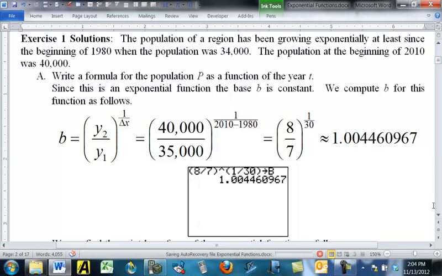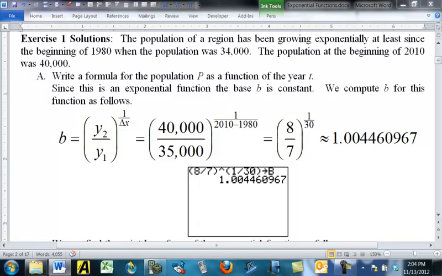Delta x is 2010 minus 1980, which is 30 years. So the power is 1 over 30. So we can take 8/7 to the power 1 over 30, which you can see down here in the calculator. And I went ahead and stored it as b, so I don't have to type these numbers in again.